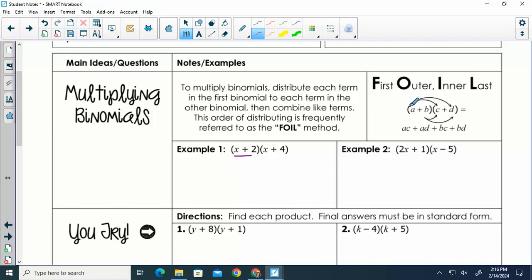A kind of an acronym to help remember that is FOIL. You take the first terms and multiply them together. Then you take the outside, that's like your first and last terms. Then you take your inside terms, and then we do our last two terms. So there's 4 multiplication pieces here. We take everything in the first times everything in the second.